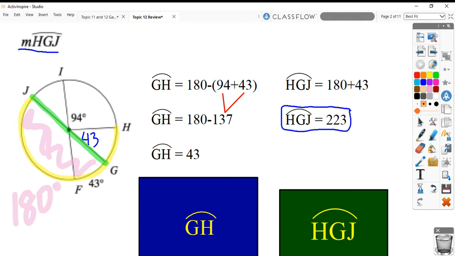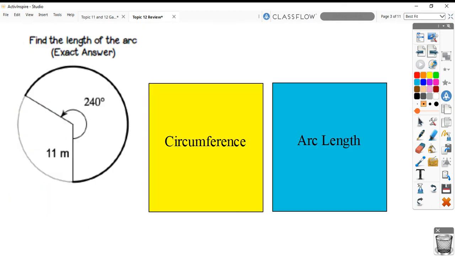Moving on now to question number 3. Question number 3 is asking us to find the length of the arc. In case you can't really tell on your screen, it is talking about this arc right here, the bolded part. The formula for finding the length of an arc is a pretty simple one.